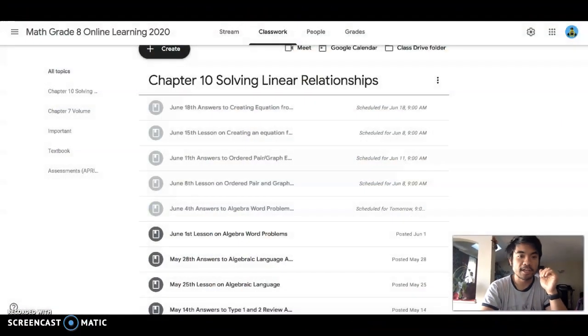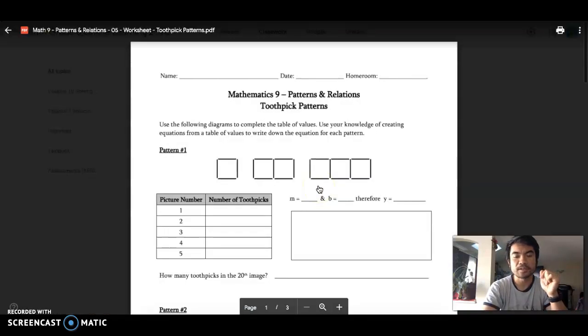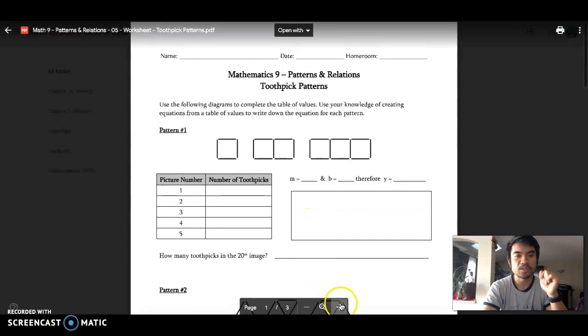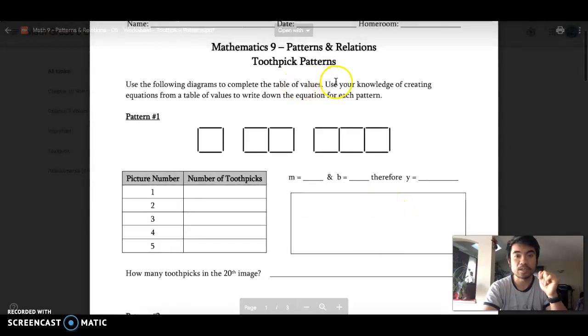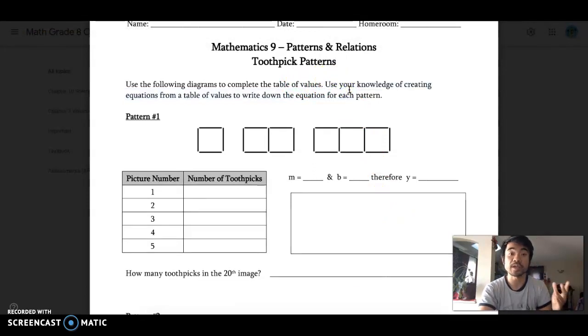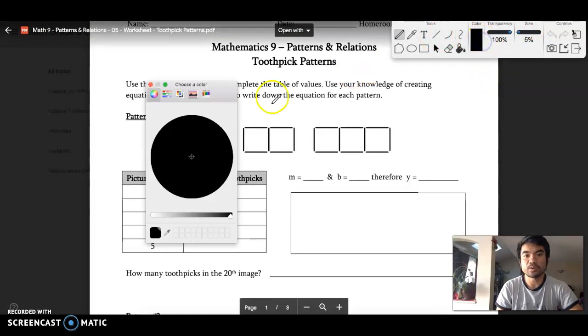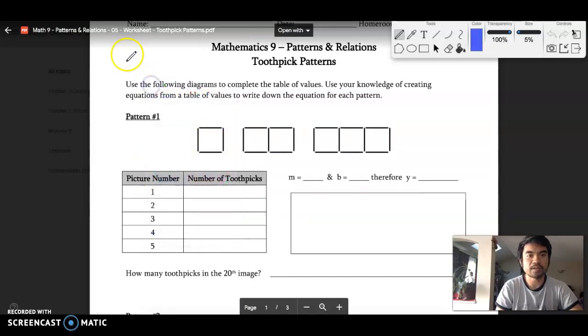So as always, we should look at our grade 8 Google Classroom. We're going to just do a worksheet together, very similar to your worksheet. Now let's look at this one. Use the following diagrams to complete the table of values. Use your knowledge of creating equations from a table of values to write down the equation for each pattern. So before we do that, I am going to write down the formula, which is y equals mx plus b.